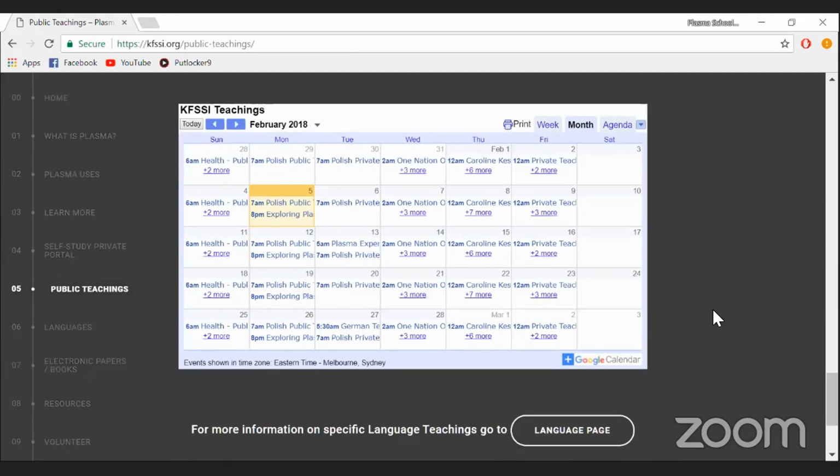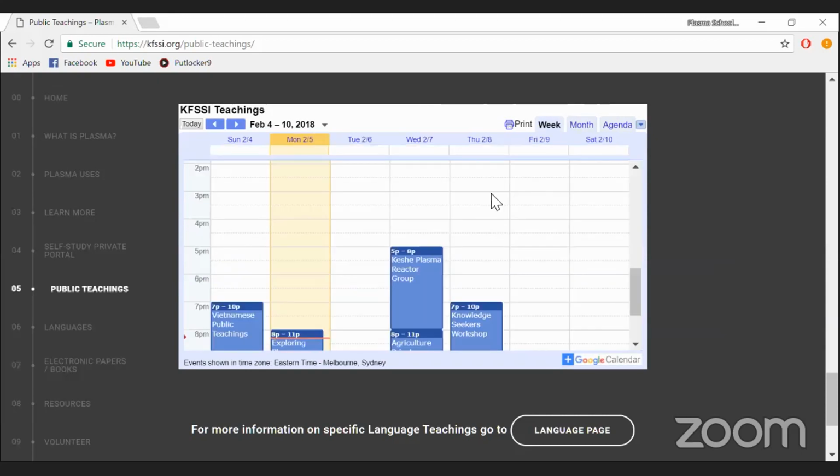And then what we've created here is a Google Calendar, a teaching calendar. Essentially what we've put in here is all the public English teachings, as well as all the language teachings, public and private. This is for the whole year, and one can have a look at it on a weekly basis. Down here is the option where you can click on this button and download this calendar into your Google Calendar, and then it just updates. It will then signal you 10 minutes before each one of these teachings happens around the world.